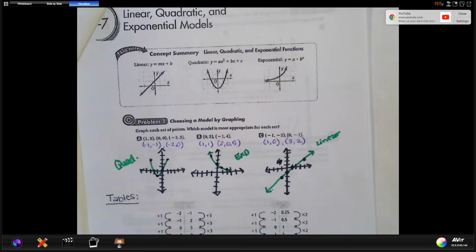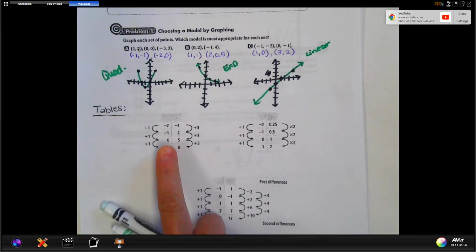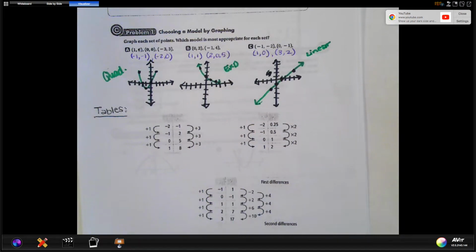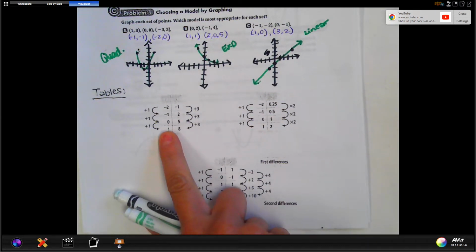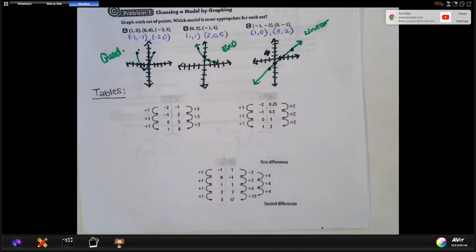So I copied 3 tables for you. Take a look. This is table 1, 2, and 3. And it's also already showing you the differences. So one of these graphs is quadratic, one of them is exponential, and one of them is linear. Which is which? Which one is quadratic, which one's exponential, and which one is linear?